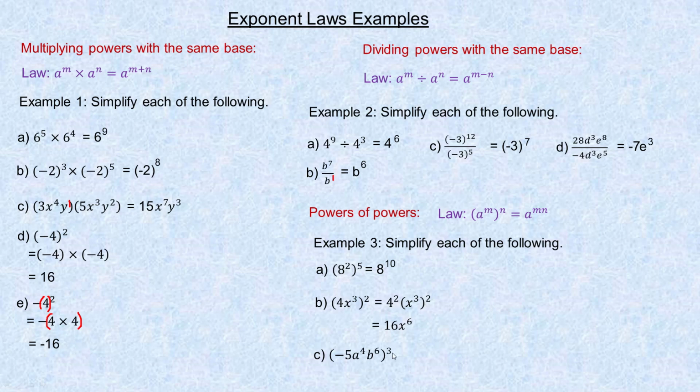Similar in c, the negative 5, the a to the 4th, and the b to the 6th, they all get raised to the exponent 3. So negative 5 cubed is negative 5 times negative 5 times negative 5. That's negative 125. And for the powers here, we multiply 4 times 3 to give you 12 for the exponent on the a, and 6 times 3 is 18 for the exponent on the b.